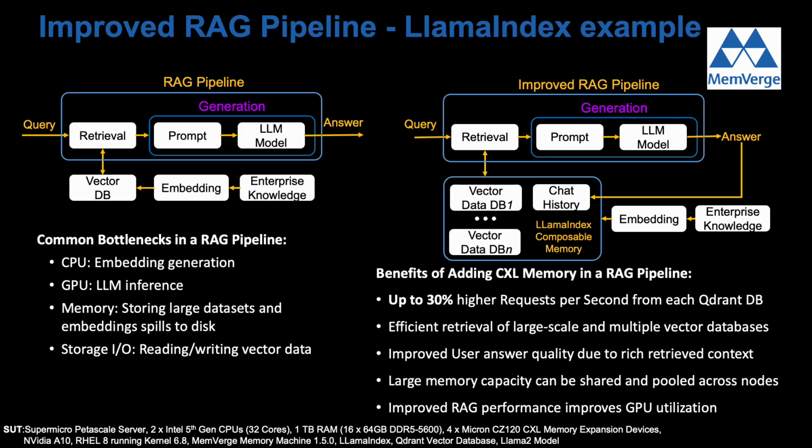And of course, this also helped to improve the user answer quality due to rich retrieval context. Now, the large memory capacity that we added can also be shared and pooled across multiple nodes. And then this also improved the RAG performance, and particularly on the GPU utilization side.